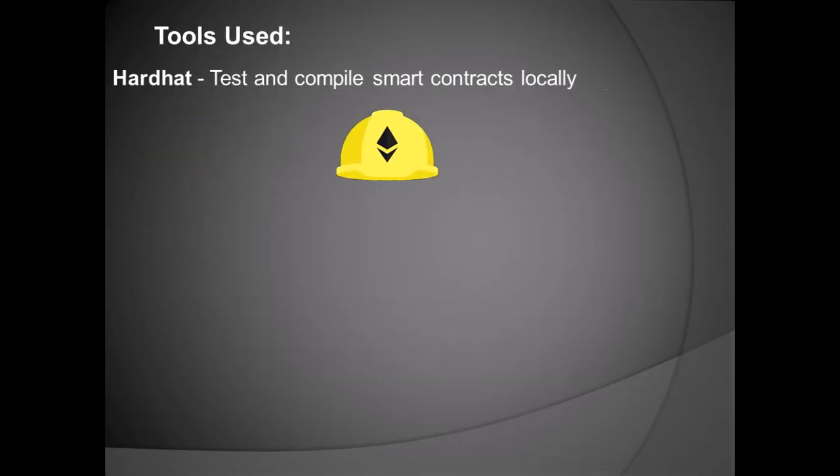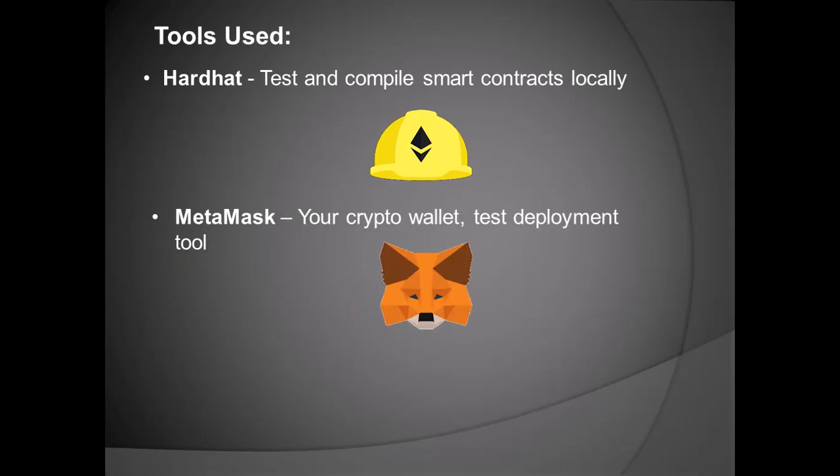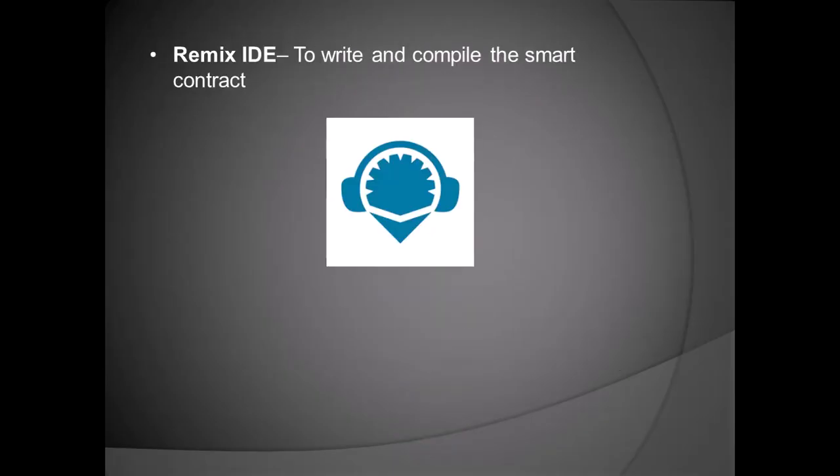So coming to the project, what tools are we using in this? First one is Hardhat, which is used for testing and compiling smart contracts. The second one is MetaMask. This is for your crypto wallet and deploying tool. The next one is React.js. This is the modern DApp frontend framework we are using. And the Remix IDE, at last, is used for writing and compiling the smart contract.